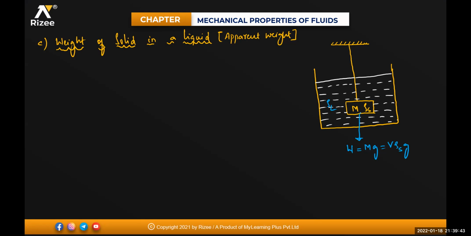Weight of the body acts in the downward direction, beta, always. Weight is equal to mass into acceleration due to gravity. Mass will be equal to volume into density of the solid, into g. Clear?